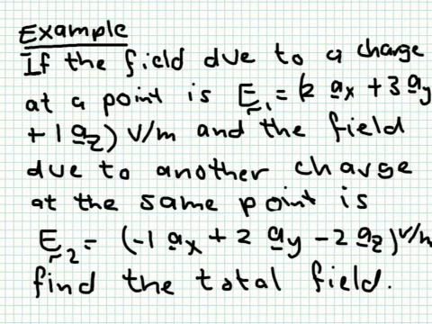Example here, we'll take a look at the concept of vector addition. We say that the field due to a charge at a point is E1 equal to 2ax plus 3ay plus 1az volt per meter. This is the electric field resulting from one charge at a point in space. And the field resulting from another charge at the same point, the observation point, the point at which the field is measured, is minus 1 in the x direction, 2 in the y direction, and minus 2 in the z direction volt per meter. We want to calculate the total field at this point.